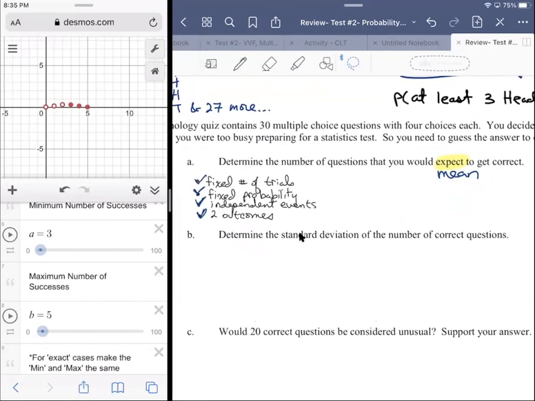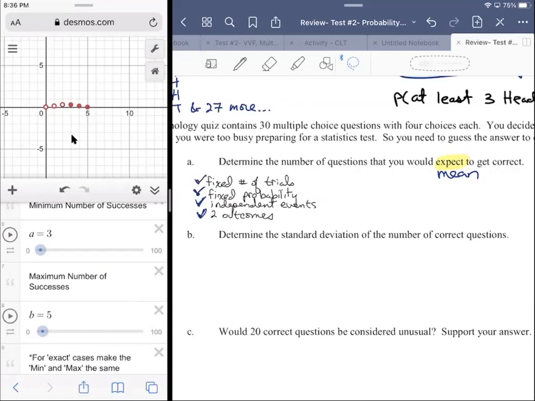Again, I tend not to be a liar when it comes to my breakdowns. Usual, unusual, involving binomial probability. You don't need to verify the fixed number of trials, fixed probability, independent events, and 2 outcomes, because I'm already telling you going in that it's binomial. However, it's a good thing to keep in mind.